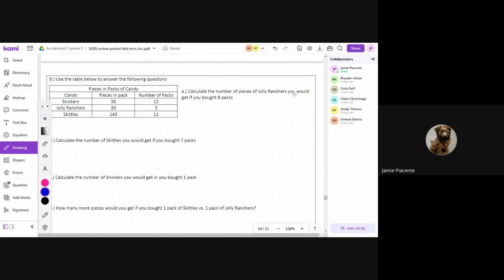No, hold on, I'm sorry. If you got 12 packs, you get 36 pieces. So how many pieces are in each pack? So we need to find out some unit rates here. To do that, we're just going to do a little bit of division. Let's put it right over here. Does this work for you guys? This is pieces per pack.